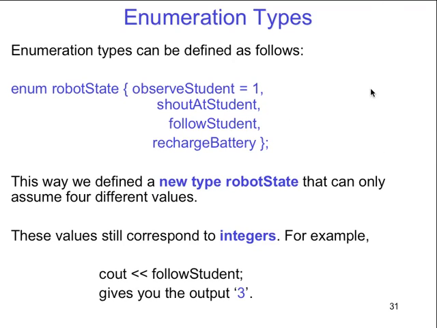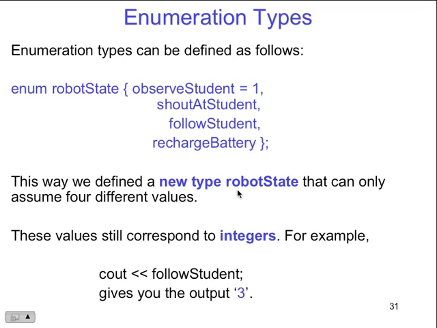So each one of the items in the enumeration equates to an integer value, and we're starting it out with 1. So if we said observe student is equal to 1, then shout at student is equal to 2, follow student is equal to 3, recharge batteries is equal to 4. And we've just created 4 different integer values when we've encapsulated it into a complex data type, and we're calling it robostate. And the complex data type is an enumeration data type.